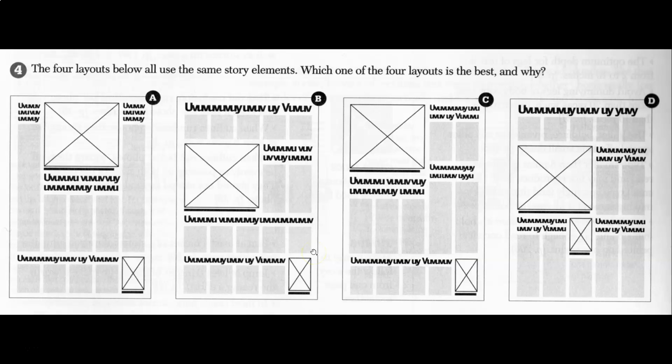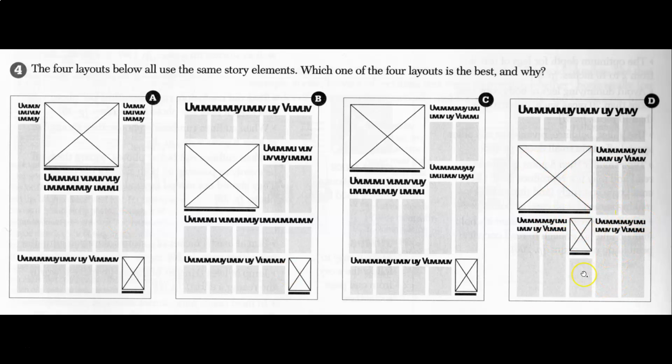And then these 4 layouts below all use the same story elements. Which of the 4 is the best and why? Well, you can read about this in your textbook, and I think there's pluses and minuses to all of them, really. Honestly, I would say the one that I think is the best, especially using column rules so we don't have to worry about head bumps and it's obvious what things go with what, I kind of like A, although I don't think your textbook would say that's the best. I think your textbook would probably say that D is the best.